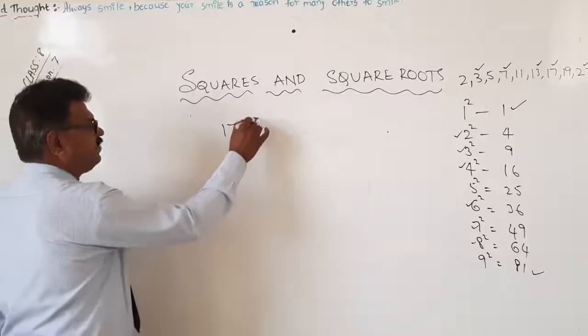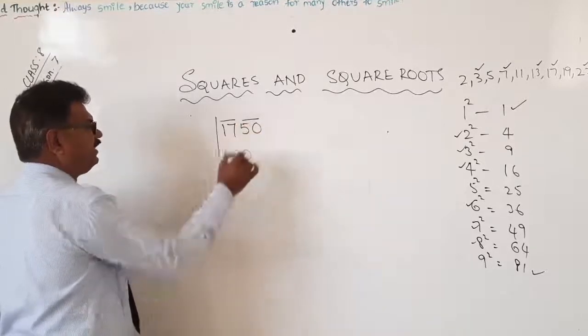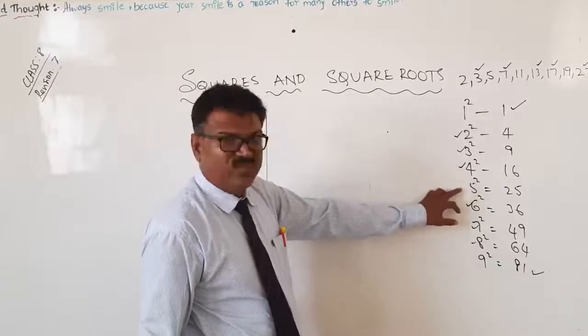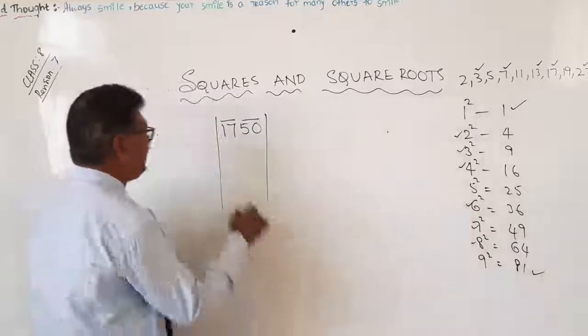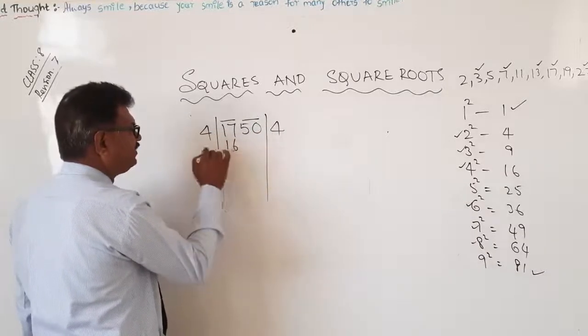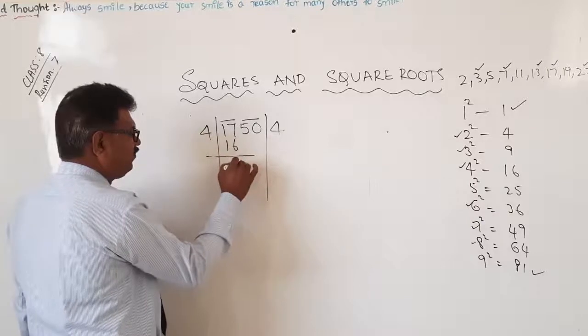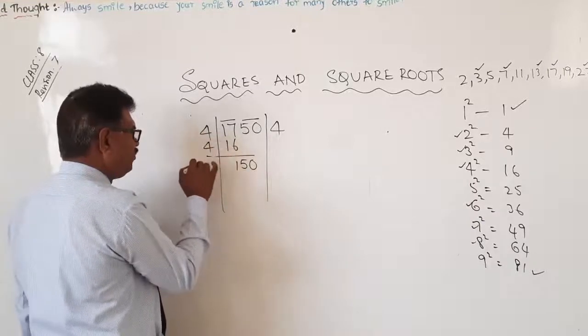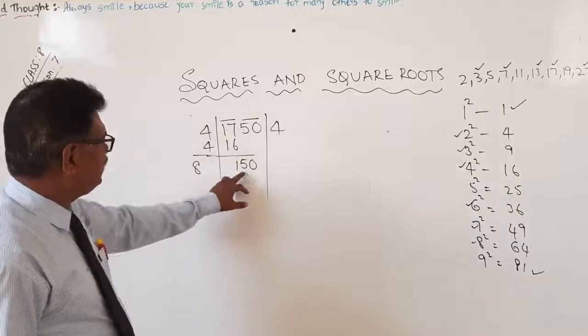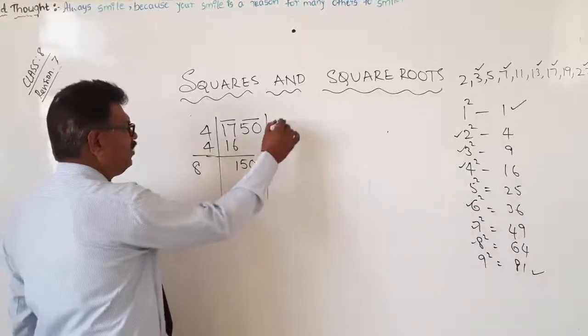So again the same, yeah. 17 means it lies between 4 square and 5 square. Therefore we should take 4 square. 4 and 4. 4 into 4 is 16, 1. 5, 0. 4 plus 4, 8. Now here 8 is there. How many times will it go? One time.